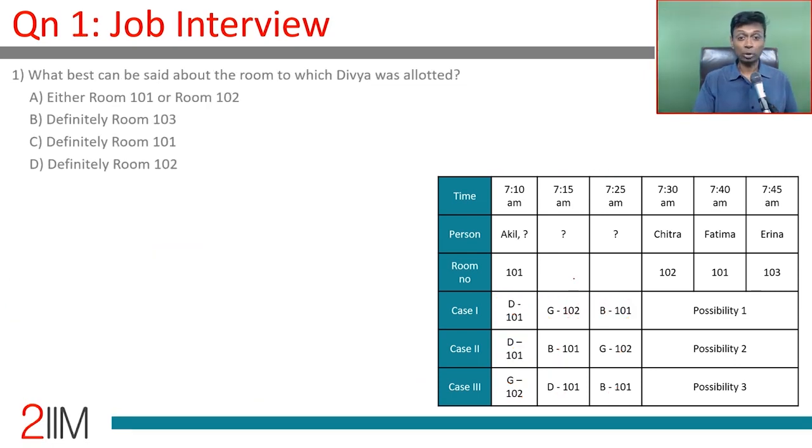What best can be said about the room to which Divya was allotted? Divya is D. Divya could not have gone here. It's either 101.